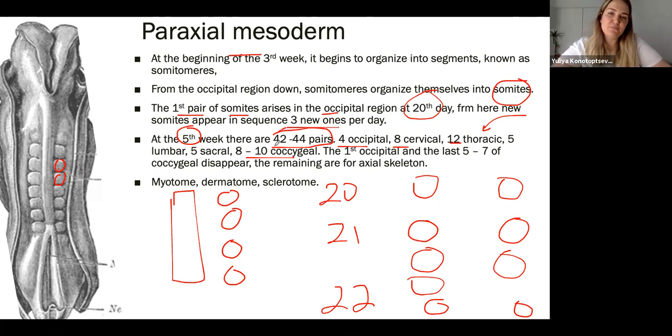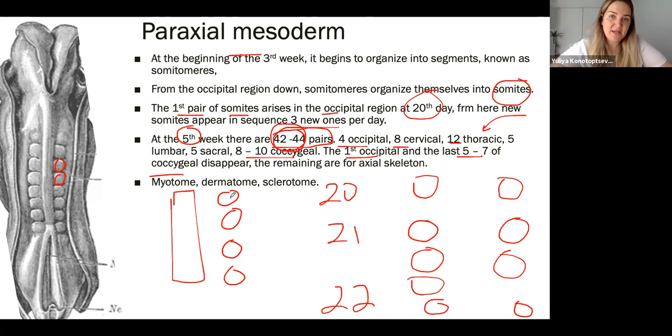Is this how many vertebrae you have? 42, 44? Definitely not. So you have made too many. Some of them need to disappear. Some of them need to fuse out. The first occipital pair of somites will disappear, and last 5, 7 of the coccygeal will disappear as well. So 5, 7 of the coccygeal, 1 of the occipital will disappear, and the remaining pairs, that's your future vertebrae. So that's your future vertebrae right there.